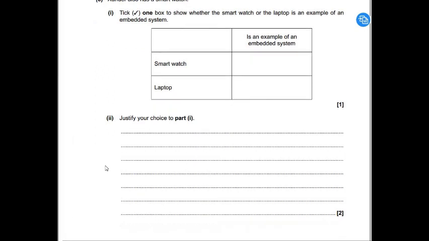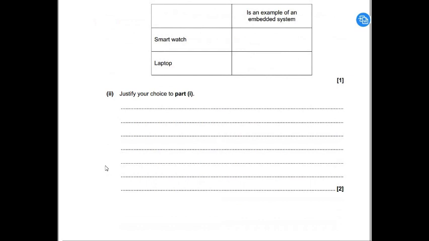And for 2 marks, we need to say, well, why smartwatch? Because a smartwatch is not general purpose, and it's a computer system that is built in within the watch. So think about the characteristics of an embedded system. It's not general purpose, so a smartwatch has limited functions. Like any embedded system will have limited functions. 2 marks in a bag, done.